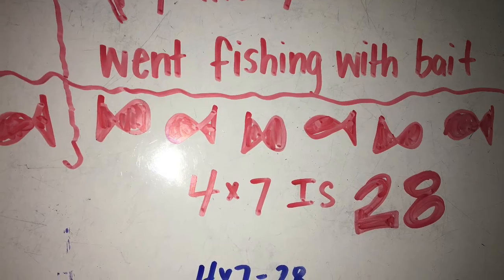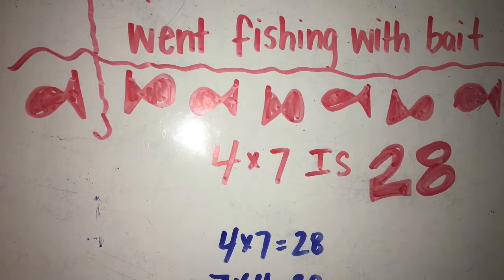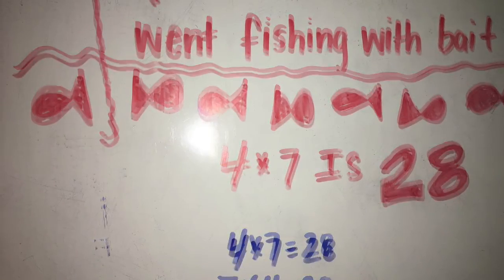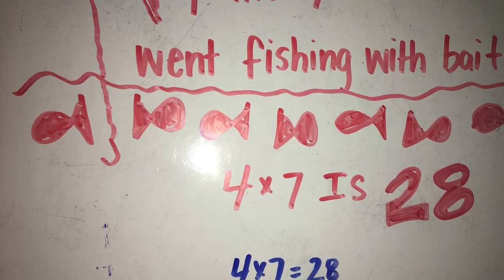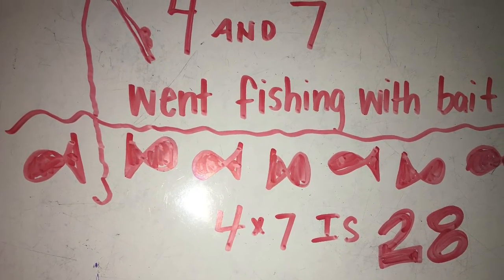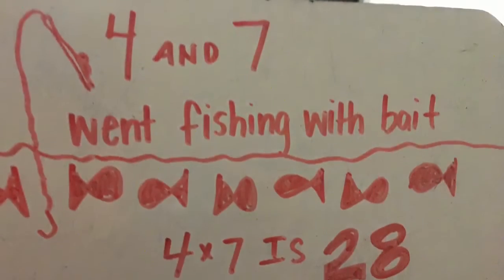Going into some rhymes with the sevens. 4 and 7 went fishing with bait, so 4 times 7 is 28. Therefore 7 times 4 is 28.